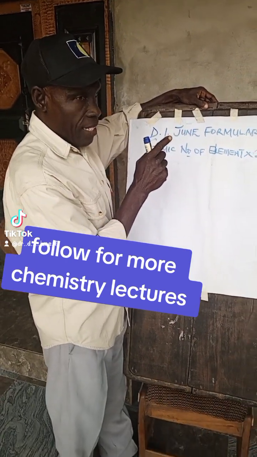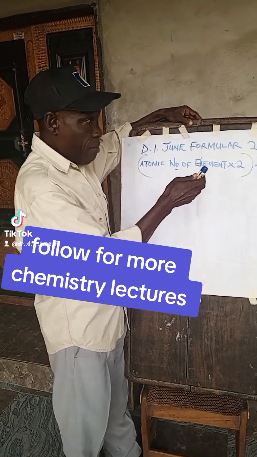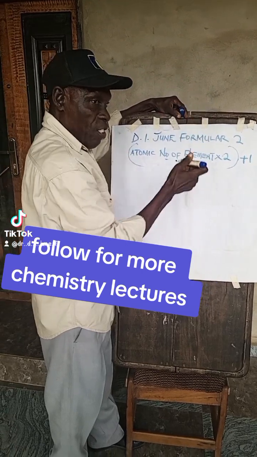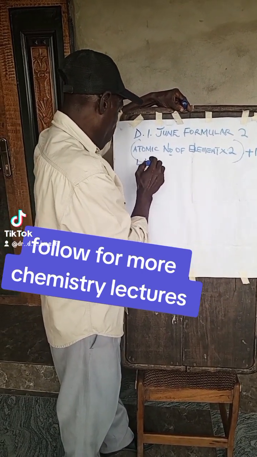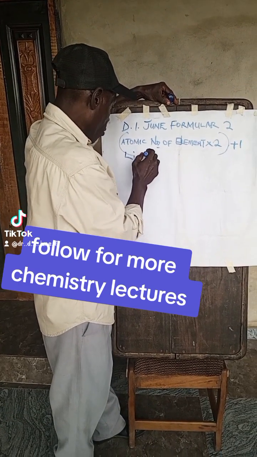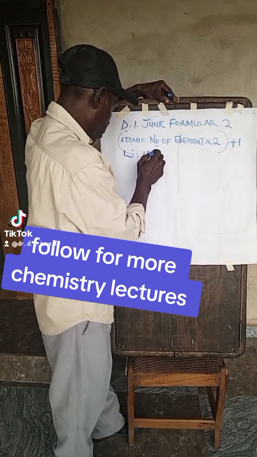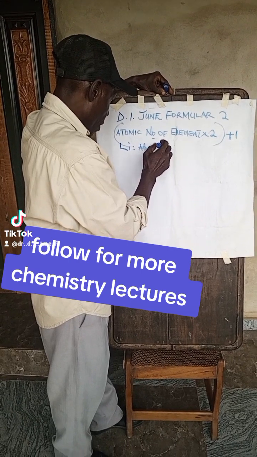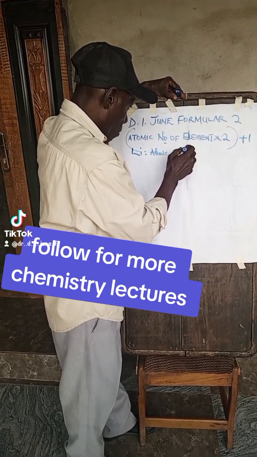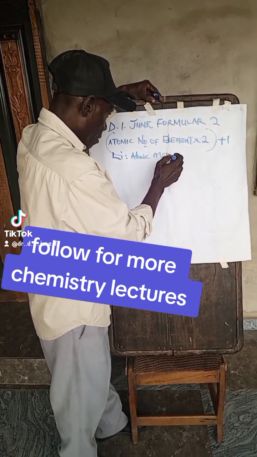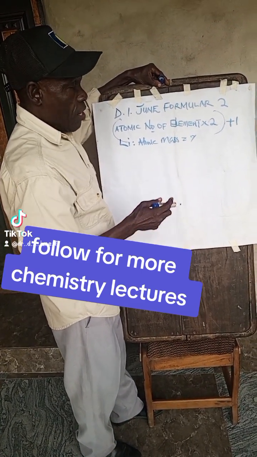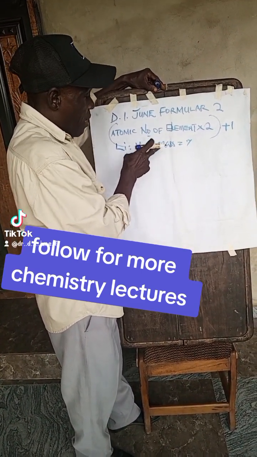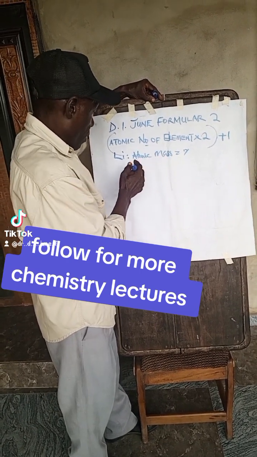3 is an odd number. And the element having 3 as atomic number is lithium. Lithium. Atomic number. Atomic mass of lithium is 7, which all of us know. Now let us see how we can determine this 7 using this formula.